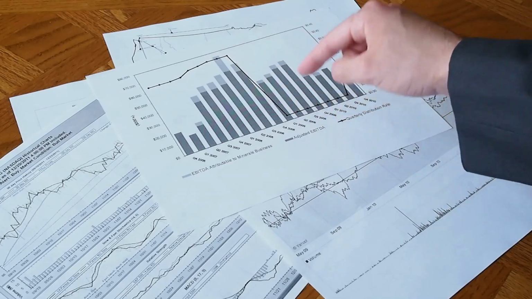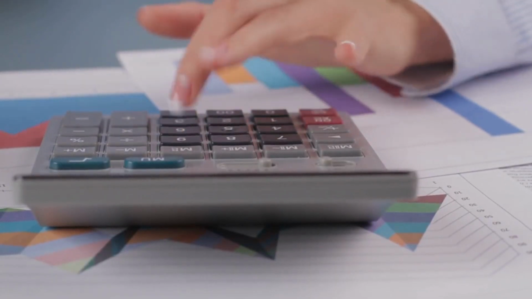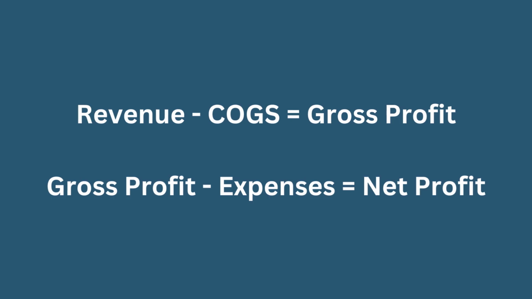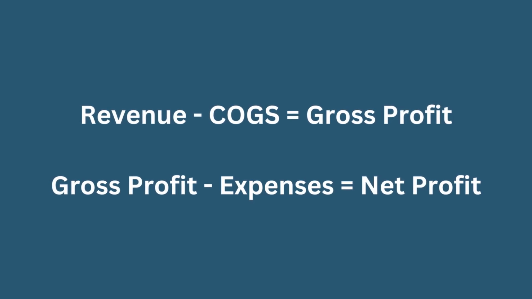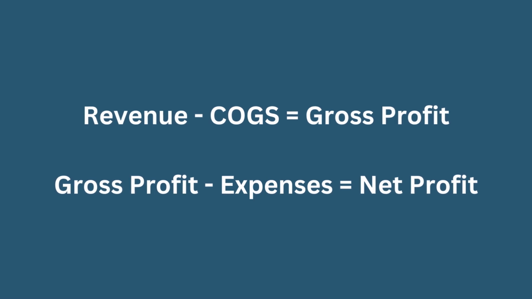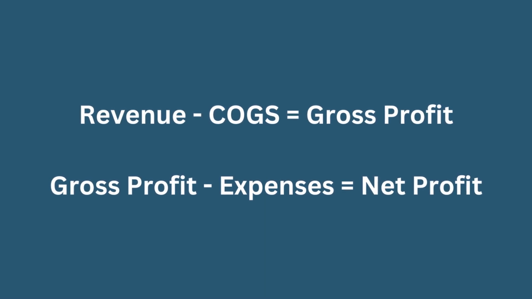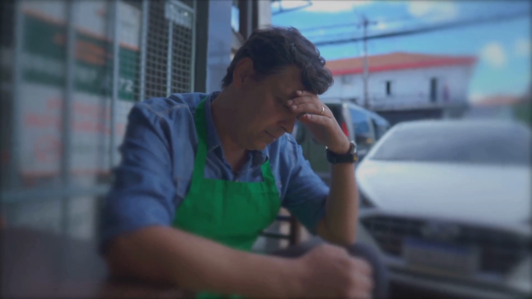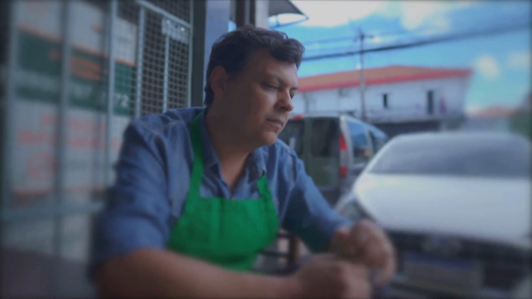Here's why this matters. Getting these categories right isn't just about keeping your accountant happy. Your COGS gets subtracted from your revenue to give you gross profit. Then when you subtract all expenses, you end up with net profit. Mess this up, and your numbers don't tell the real story. You might underprice, overspend, or, worst of all, make poor decisions that hurt your business growth.